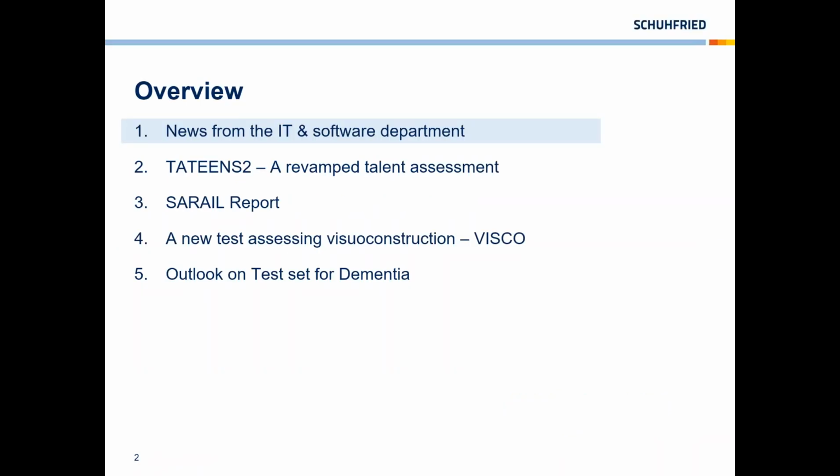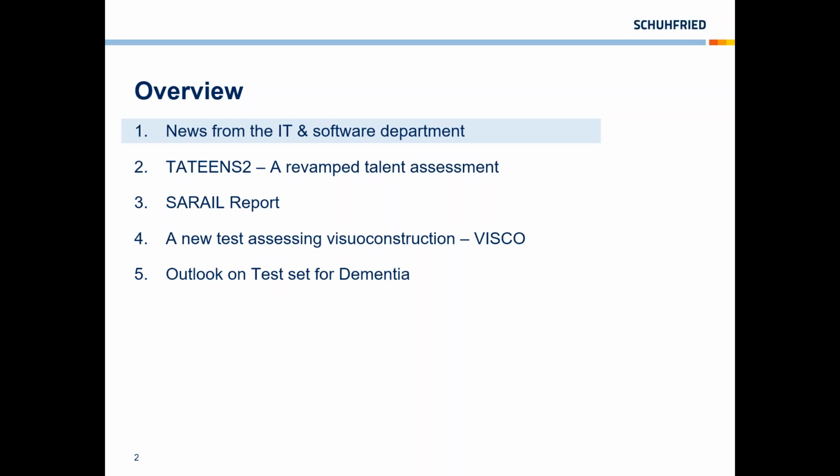To give you an overview of what's to come in the next few minutes, first I'd like to give you an introduction on the news from our IT and software department. We've got lots of improvements on the VTS that I'd like to show you from the technical side. After that, I'll show you the new TA-Teens, the Talent Assessment Teens test set that was completely revamped in the new VTS release. We now have an SRA report available. You already know the staff and management reports and the SRO reports. The SRA report is the next incarnation of these.